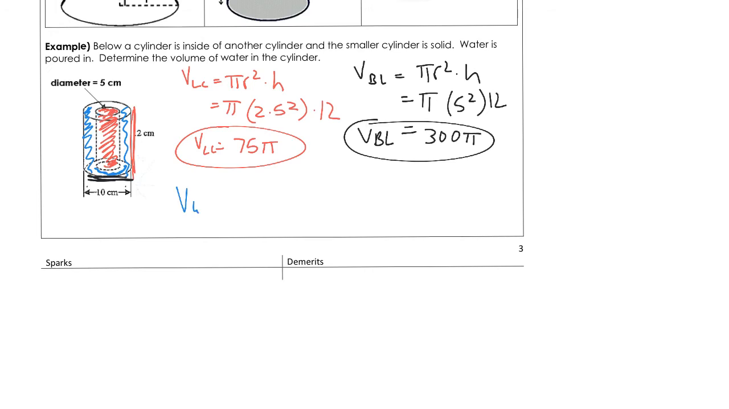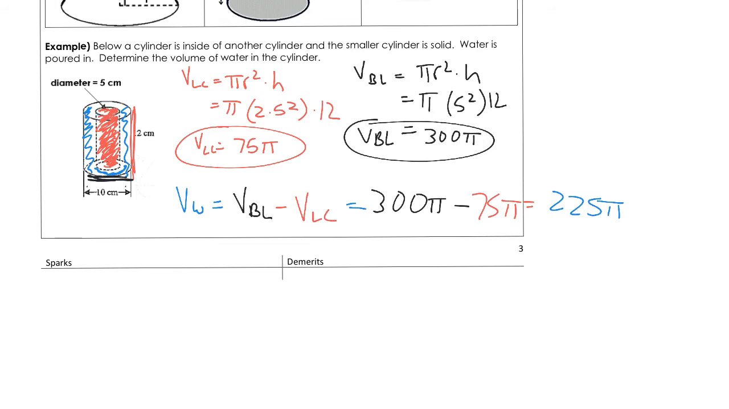To find the volume of the water, I need to take my big cylinder, which could hold 300 pi, but the solid piece is not going to be filled with water because it's solid. So I'm going to subtract that out. So I'm taking 300 pi minus 75 pi. So the volume of the water is 225 pi.